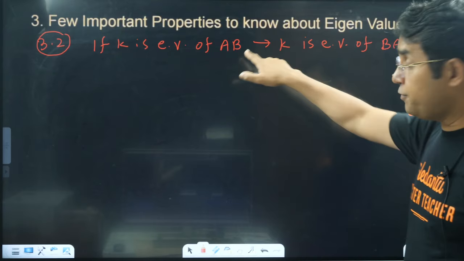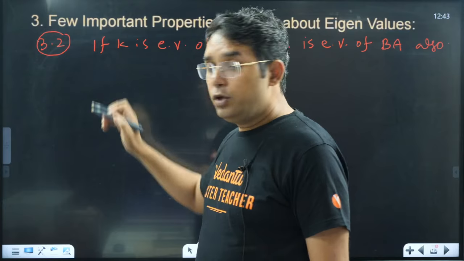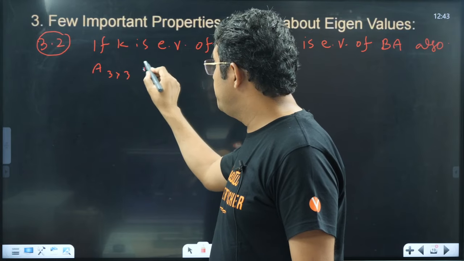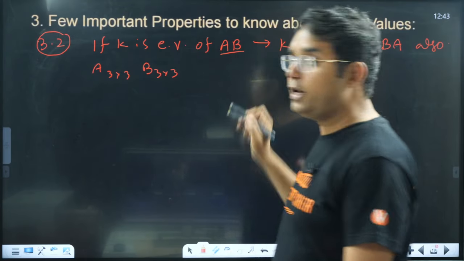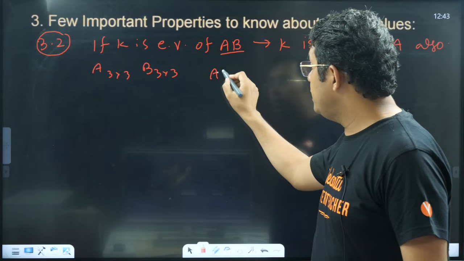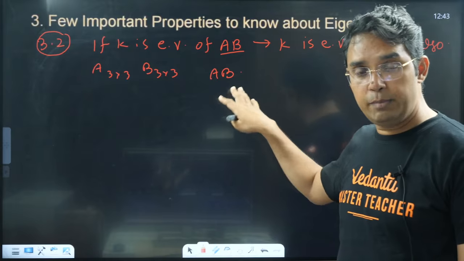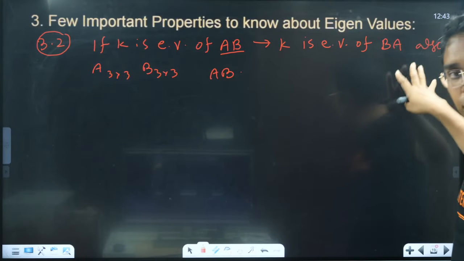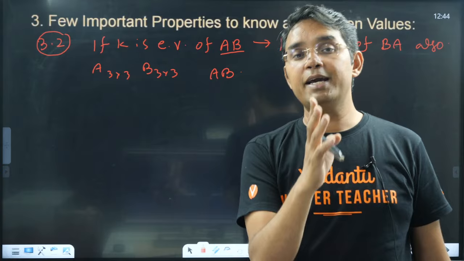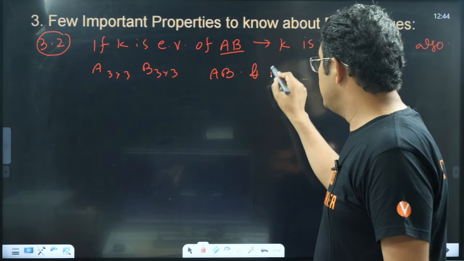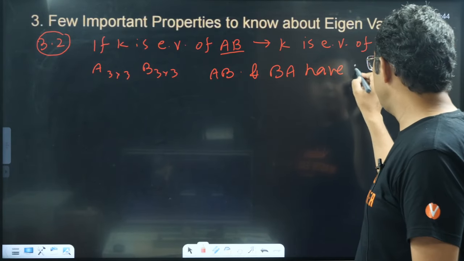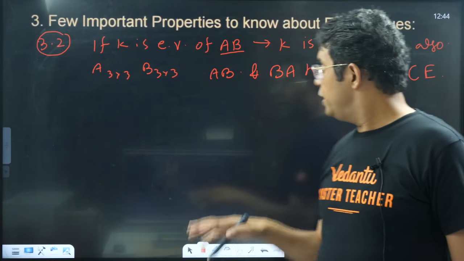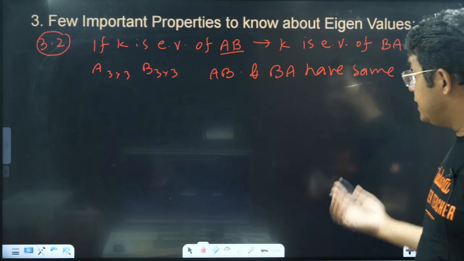Okay, now if that is so, please listen carefully. Suppose A is 3 into 3, B is 3 into 3. The product AB will be 3 into 3. So AB, that 3 into 3 matrix, will have all 3 eigenvalues the same as all 3 eigenvalues of BA. So they will have the same characteristic equation. Can I say that? Because if their eigenvalues are the same, they should have the same characteristic equation.